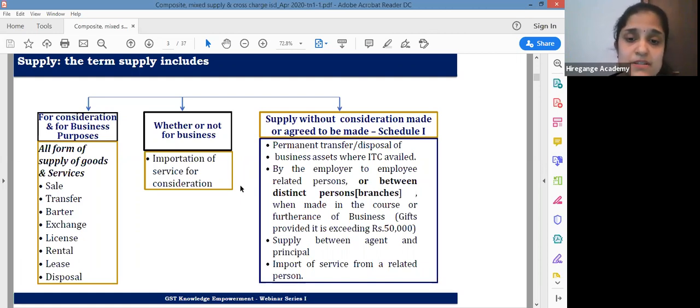One more very important aspect here, which is relevant for our deliberations of today, is the supplies which are done without consideration, which is covered in Schedule 1 of the GST law, wherein it is very clearly covering the supplies of the goods or the supply of the services which takes place between distinct persons. When I say distinct persons, we are talking about the supplies which are done between the branch offices, which may be located in different states. Though these branches are all forming part of the same legal entity, even these supplies are said to be taxed, even if it is made without a consideration for the same. I will cover it in great detail a little later in the course of my deliberations.